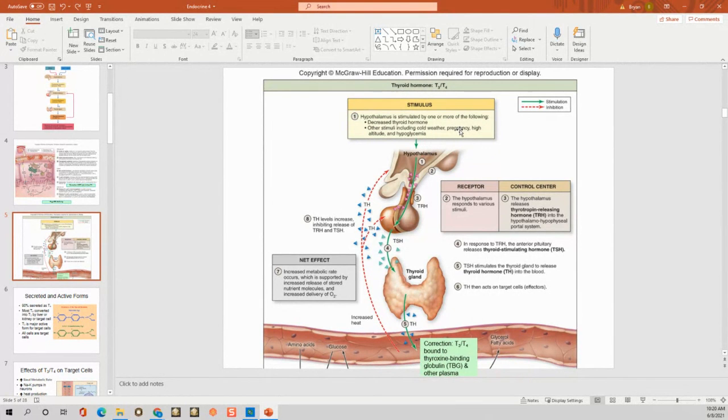Why are pregnant women hot all the time? Maybe not all the time, but you get my point. Definitely on the hotter side. Well, that's because of the amount of T3, T4 that's in the system. Lots of these really cool stimuli for T3, T4.